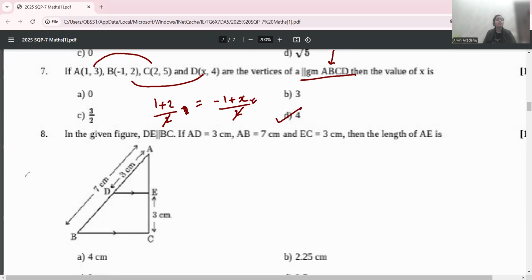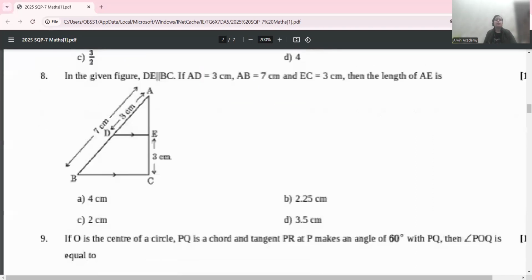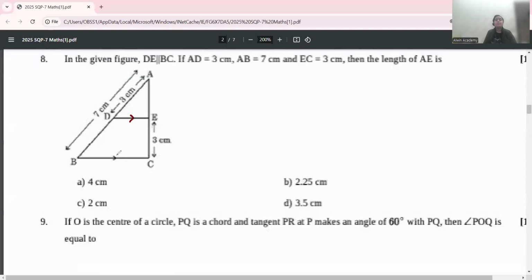Going to the next question, in the given figure DE is parallel to BC. We are given two parallel lines. AD is 3, AB is 7, EC is 3, we have to find the length of AE. Now, if this length is 3 and this complete is 7, I can say that this length BD is 4 centimeter.